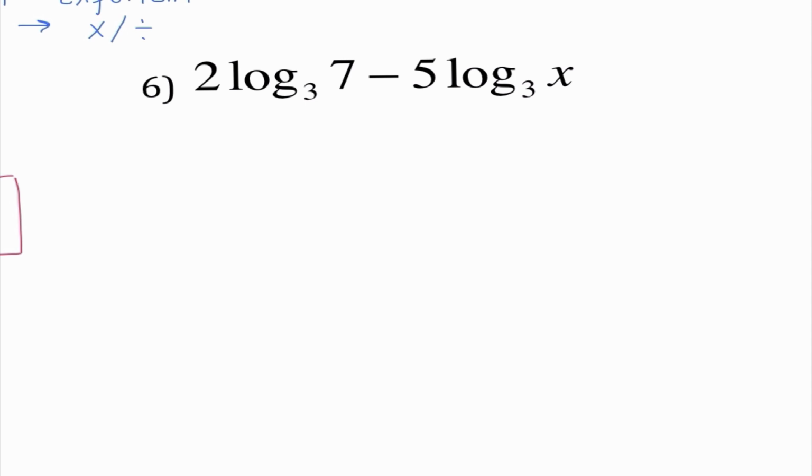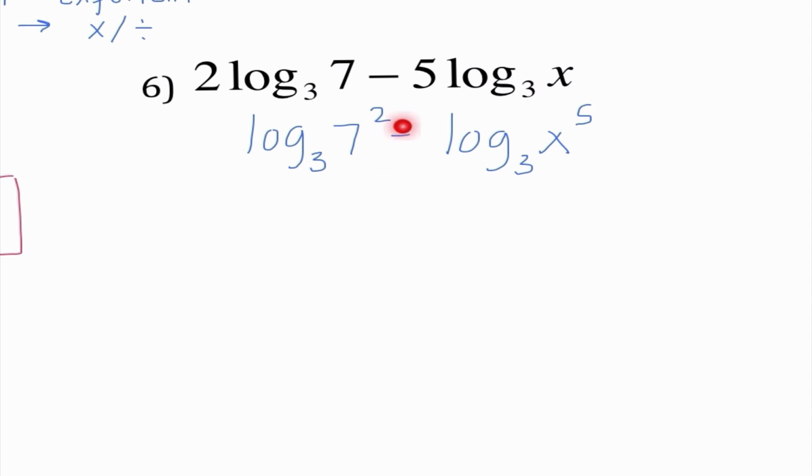So first thing I'm looking for once again are coefficients, and I noticed that we have some. And I should actually say, before we even do that, in order to do this and condense, I need to make sure we have the same base, which we have. But if for some reason this said log base 4, we could not use any of these properties. So this is going to become log base 3 of 7 squared minus log base 3 of x to the 5th. Now that I'm done with my coefficients, I need to look for addition and subtraction.